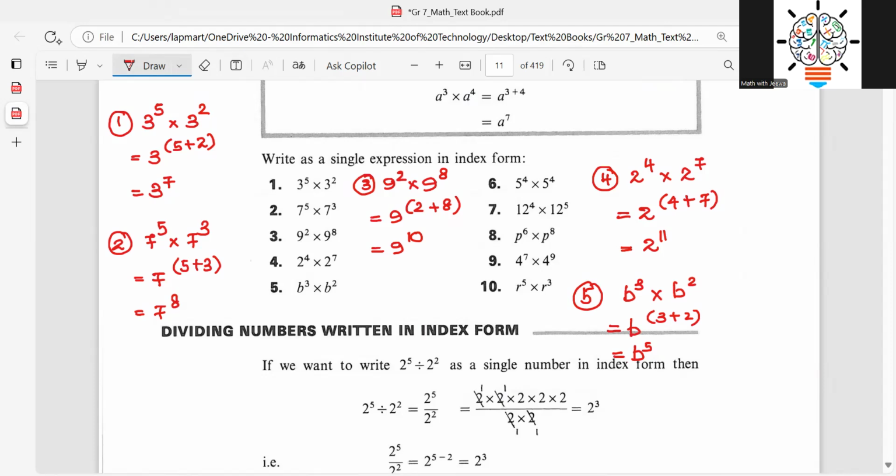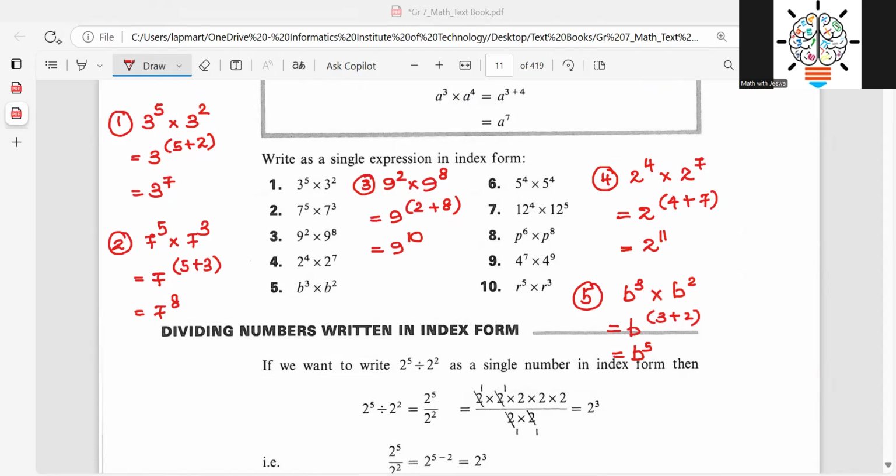I hope all of you can understand what I did over there. So I just wrote the question as it is. It is a multiplication, and as I have the same base value, I added the indices and wrote the final answer in index form. Read the question instruction carefully. They have asked us to keep the answer in index form, that you want to write the answer as a single expression in index form. That means you want to write the answer in index form. So then I just added the indices.